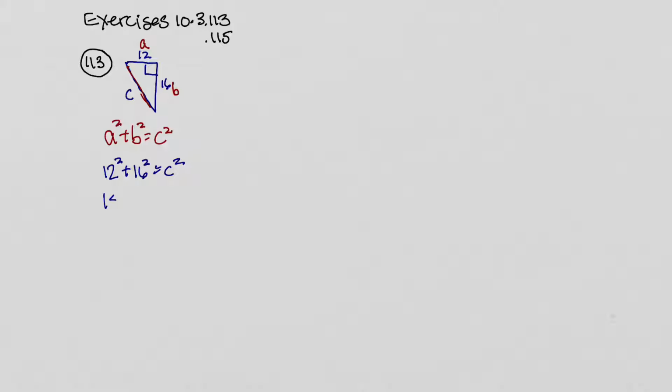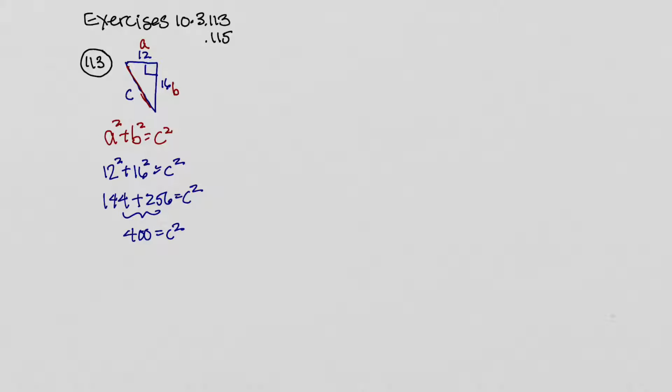So 12 squared is 144 plus 16 squared, which is 256. That's equal to c squared. If you add these two numbers together, you get 400 equals c squared. But this is c squared, right? We want c, so we need to take square roots.